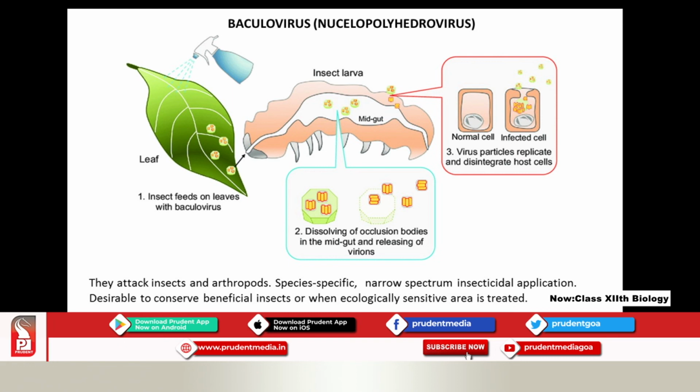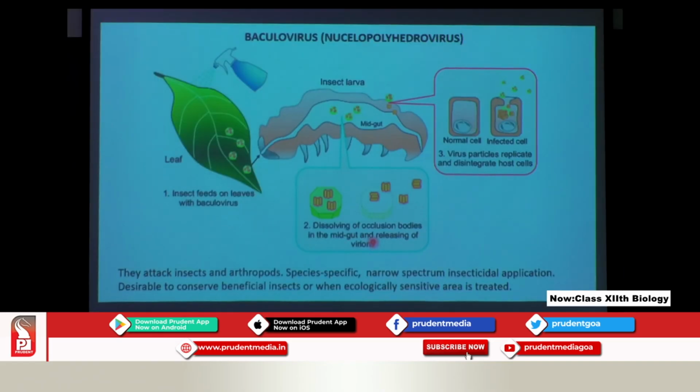In the midgut, the occlusion bodies dissolve and the virions are released. The viruses are released here. These are normal cells and these are infected cells. Virus particles replicate and disintegrate the host cells. They attack the pest insects and arthropods which destroy the plants.